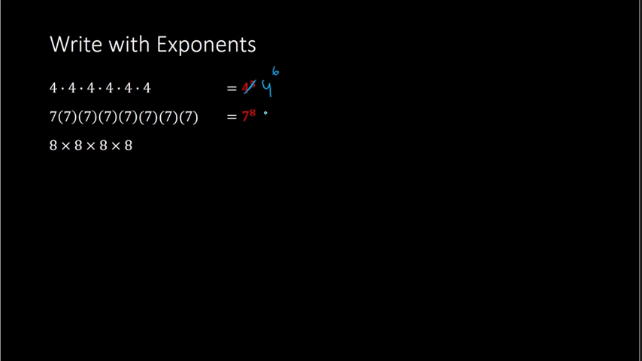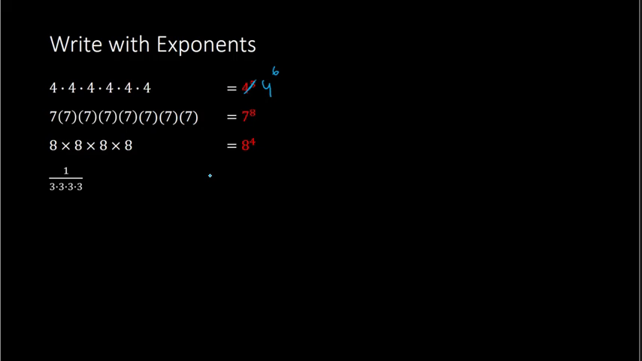Next we have 8 times 8 times 8 times 8. So we have 4 8s, so we can write this as 8 to the 4th power. And by the way, notice the different ways of writing multiplication. We can use the raised dot, parentheses, or the multiplication sign.